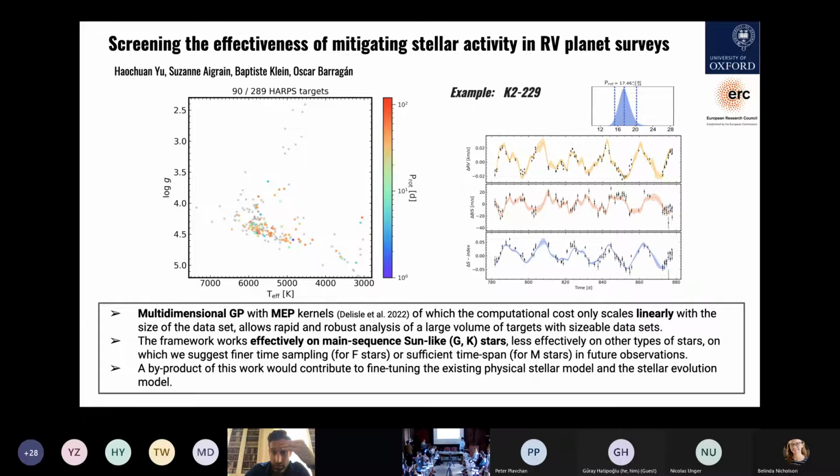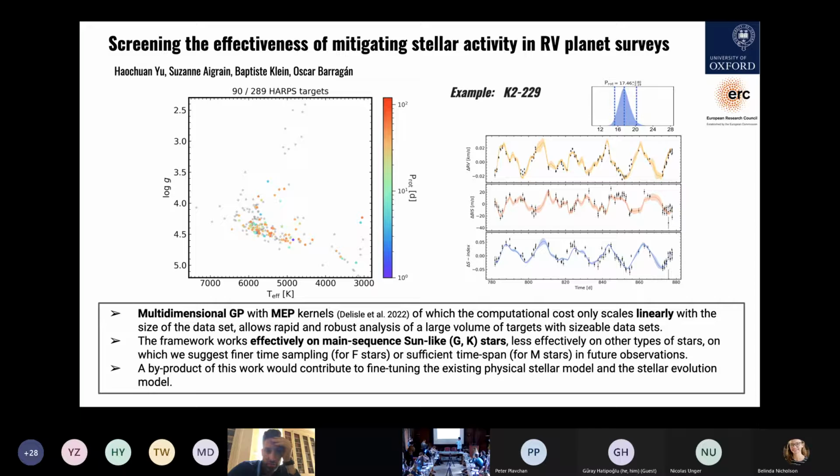to jointly model the stellar activity from the activity indicators with the RVs on nearly 300 HARPS targets. An example is shown here. We found that we're able to well constrain around one third of the targets, based on the statistical uncertainties on the rotation period of the star we get from the posterior distribution. So these are the colored dots in this HR diagram.